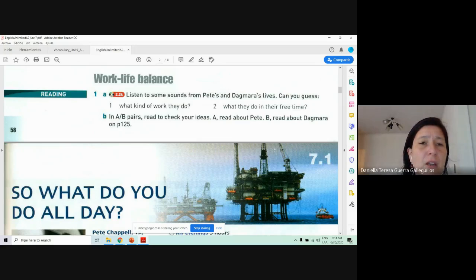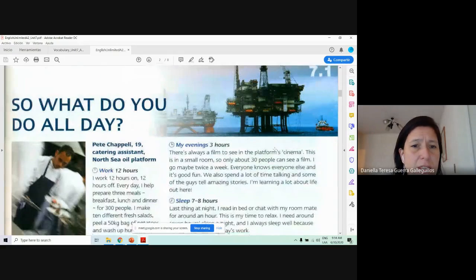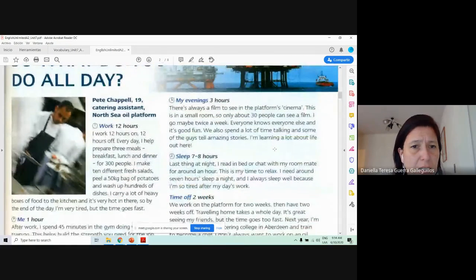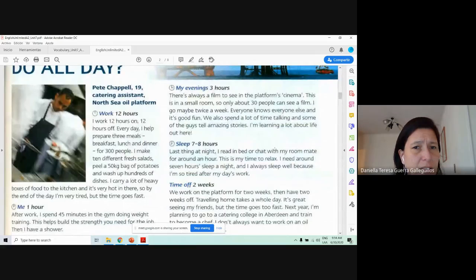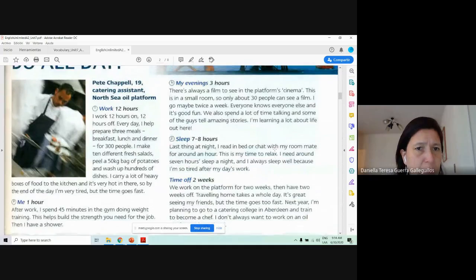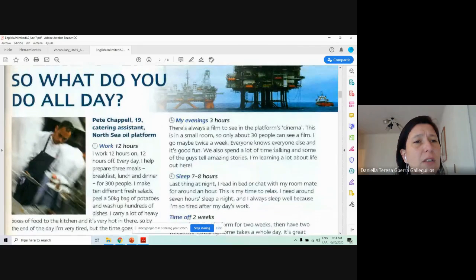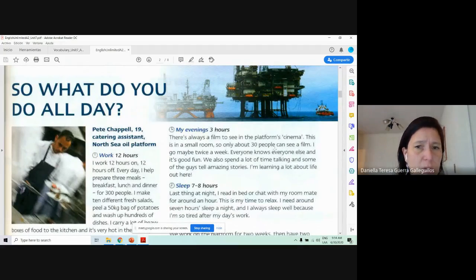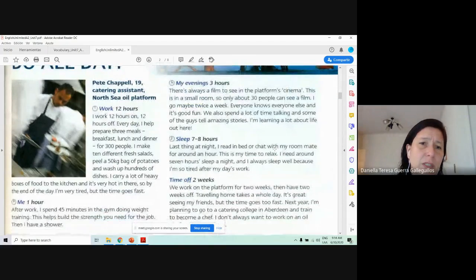Okay, so what we know about Peter and Dagmara is that they have different jobs. About Peter, we could infer, according to what we heard, that he works in a restaurant, but Dagmara is a language teacher. So here we have a reading that says that Pete Chappell is 19 and he's a catering assistant. So we are going to be reading about him now, only about Pete, and we are going to see what he does all day. It says work 12 hours.